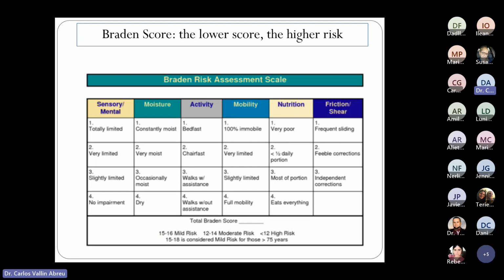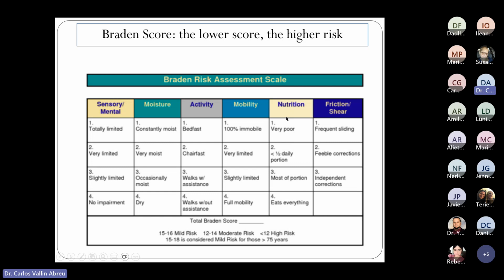The incontinence, apart from the moisture, is going to produce aggression by the chemicals of the urine and the feces. Activity, if you move, you don't have risk. If you are bedfast or wheelchair-fast, then you have risk. The same for mobility, and nutrition. Nutrition is an important component of the pressure ulcers.